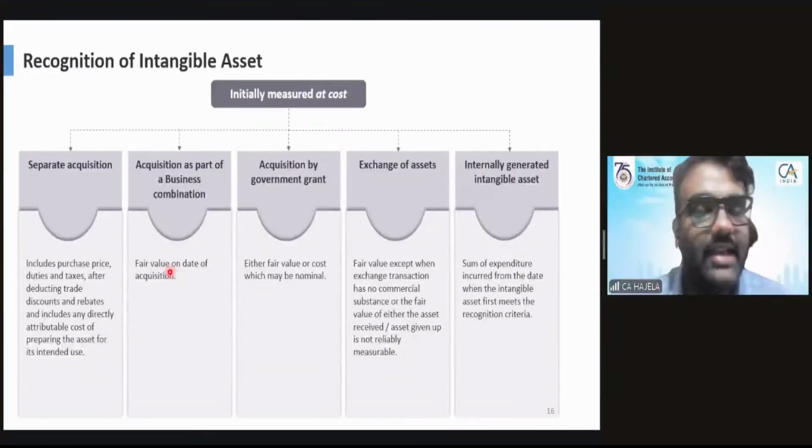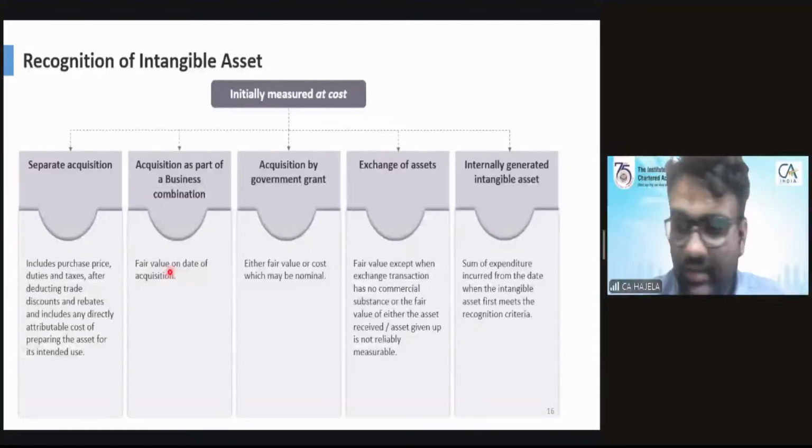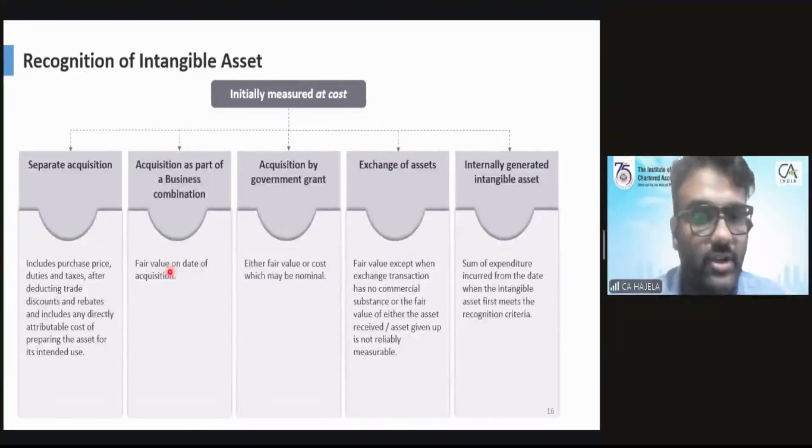The price that you would pay on a particular day to purchase an asset, or you will receive to settle off your liability, or the other way around, the price you will get to sell your asset, or you will pay to settle off your liability, is what we call fair value. So we'll see the date of acquisition fair value, and accordingly the intangible asset will be measured.